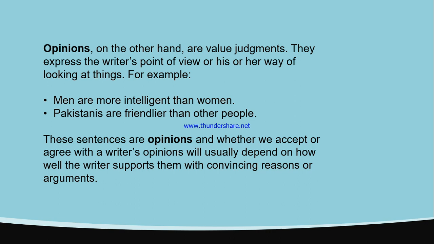Opinions, on the other hand, are value judgments. They express the writer's point of view or his or her way of looking at things. For example, men are more intelligent than women. Pakistanis are friendlier than other people, right? These two sentences are opinions. They can be like ये सच भी हो सकता है और गलत भी हो सकता है. These sentences are opinions, and whether we accept or agree with the writer's opinion will usually depend on how well the writer supports them with convincing reasons or arguments. Now it depends on you if you feel like agreeing with the writer or disagreeing with the writer.